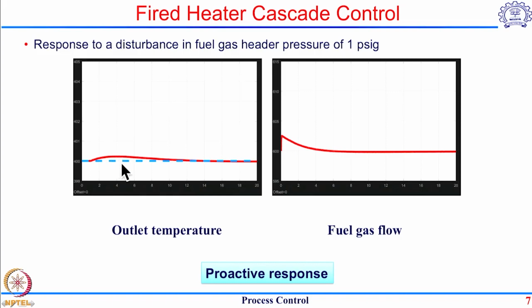There is very little offset in terms of temperature. So what we can see is that by using this cascade control strategy, we are effectively regulating a disturbance which was happening in the manipulated line. So this is more like a proactive response to the disturbance, and that is the main advantage of a cascade control strategy, that it will be able to reject these disturbances which come into the secondary line.